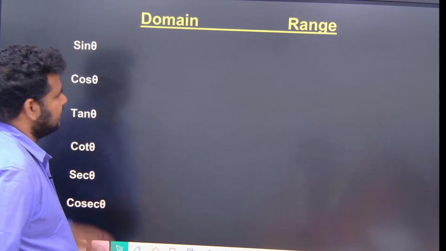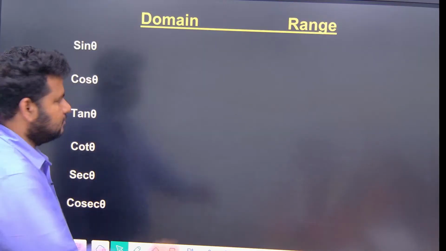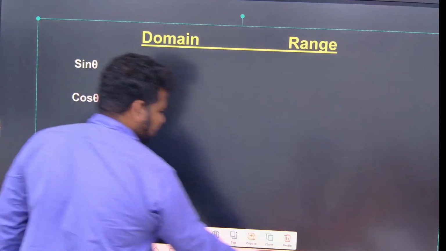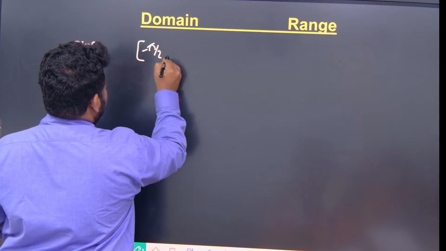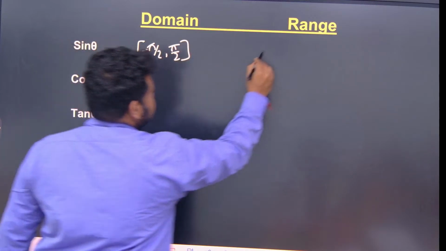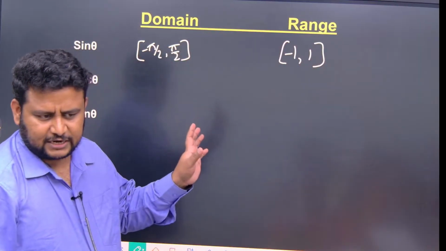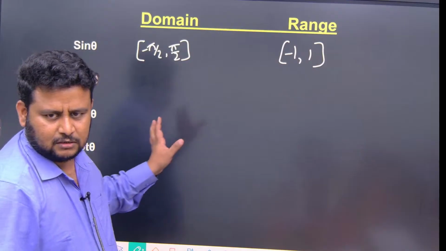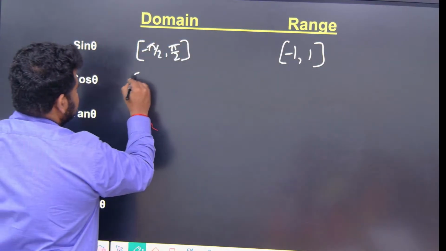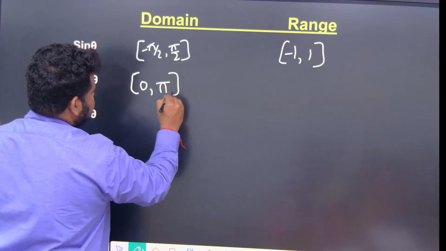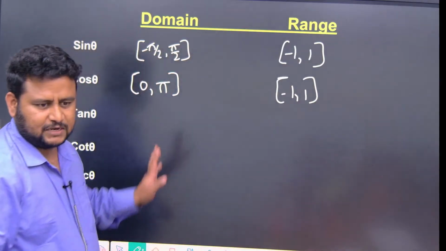Now sin theta, domain is what? That is, angle is what? All of you forgot, huh? Minus pi by 2 to plus pi by 2. Range is minus 1 to plus 1, and you know the close bracket, open bracket, right? Anyone having doubt with that? Now cos theta is 0 comma pi closed bracket, and range is minus 1 to plus 1 itself.